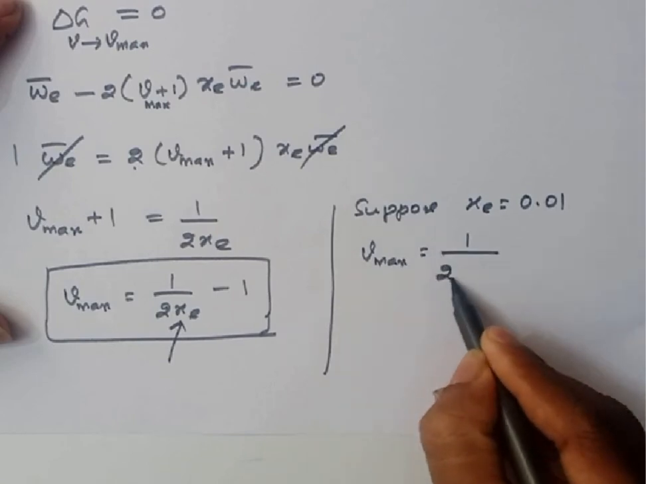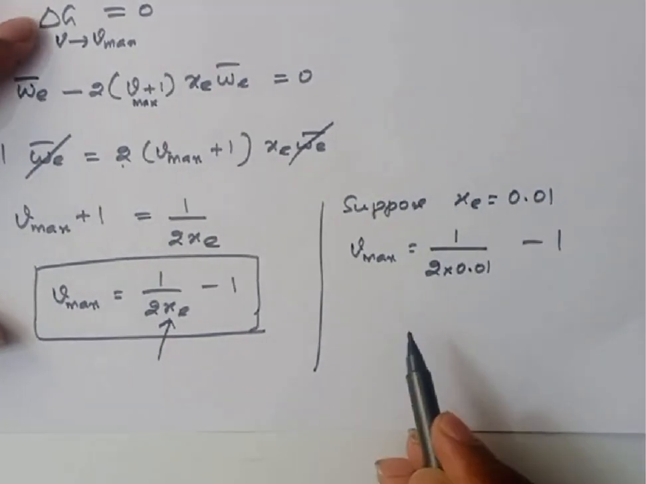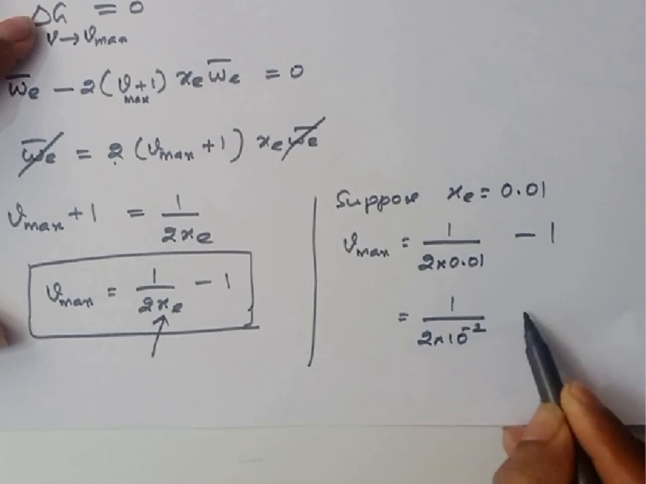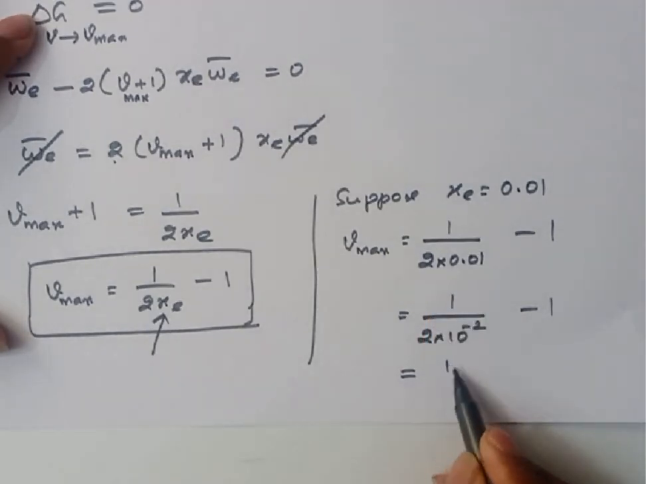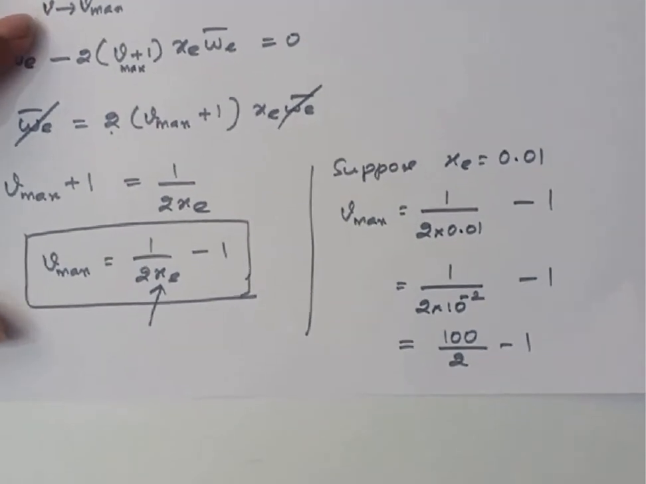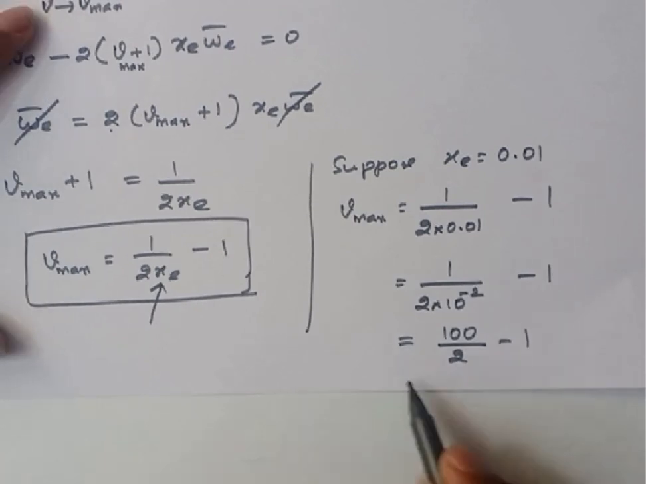Vmax is 1 by 2 into 0.01, minus 1. Can anyone tell me the value of this? You can write it as 10 power minus 2. When 10 power minus 2 comes to the numerator, can anyone tell me the value now? 49.